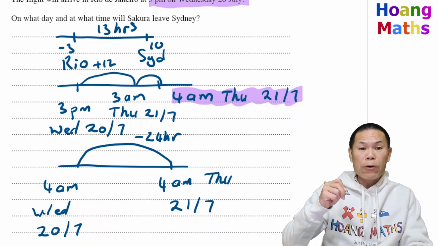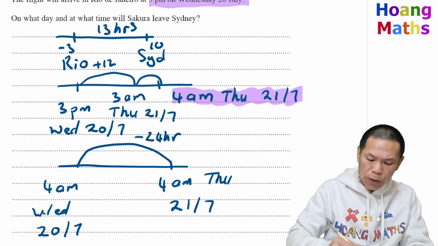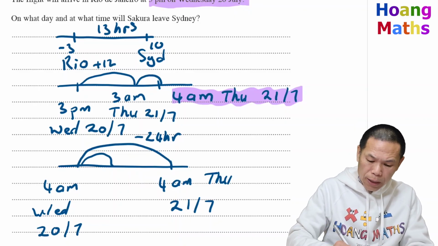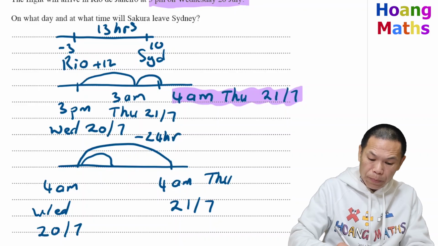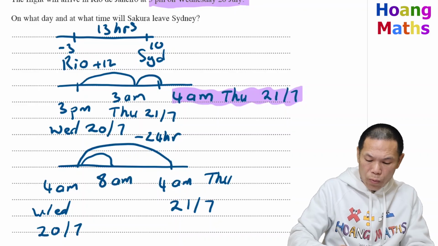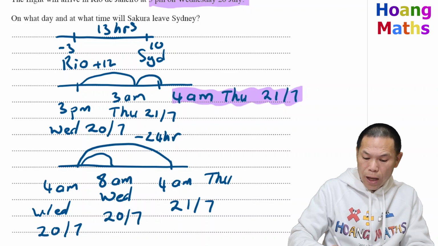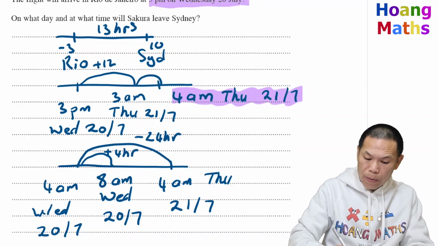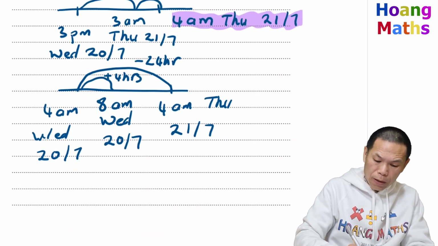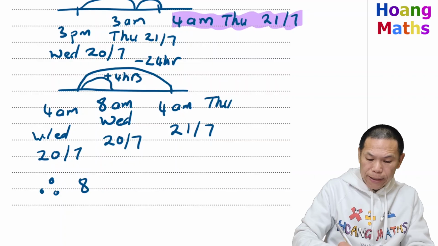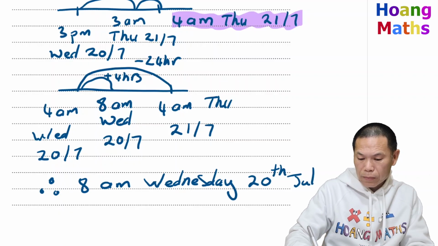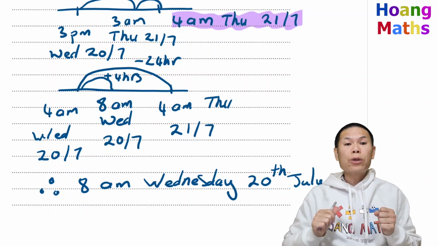Okay, so keep that in mind. We minus 24 hours, but the flight time is 20 hours, so we need to add 4 hours on top. So that becomes 8 a.m. Wednesday, 20th of July as well. We add 4 hours, therefore 8 a.m. Wednesday. So there you go.